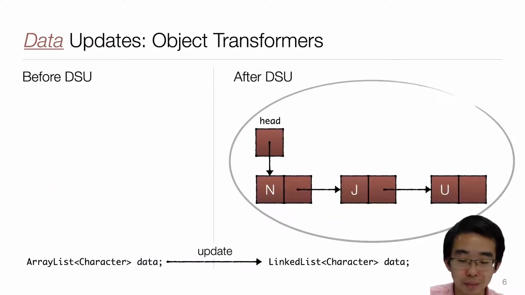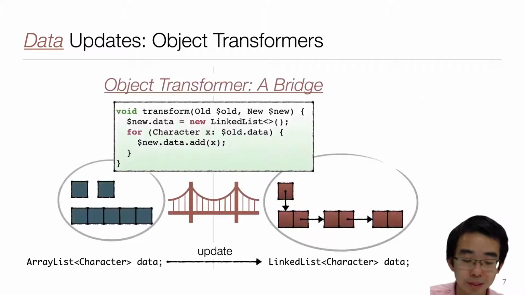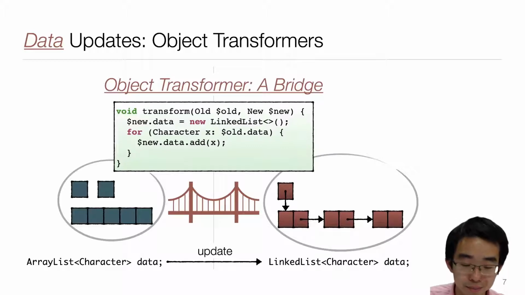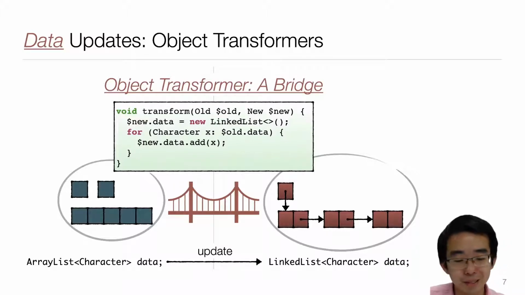This is done by a piece of object transformer code, which is a bridge between the old and new version objects. In this simple example, our object transformer iterates over all elements in the array list and inserts them back into the linked list counterpart. So the object transformer becomes our problem. Nobody has experience in writing object transformers. I speculate that many readers learn what an object transformer is for the very first time in this talk.